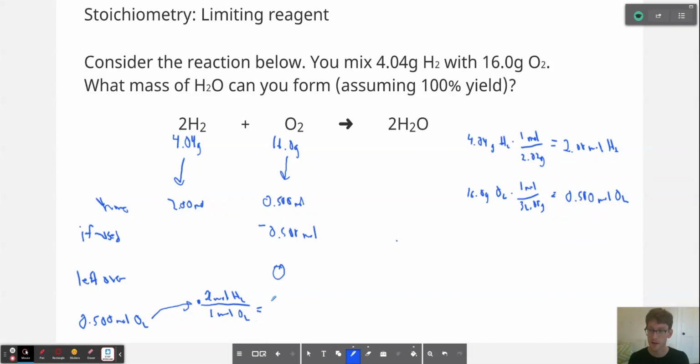And this gives us 1.00 moles of H2 that are required for this to occur. So the used amount is going to be 1.00 moles, which means if we subtract 2 minus 1 gives us 1.00 moles of hydrogen that are left over. And the fact that this is a positive value indicates that my assumption, starting with the O2 as the limiting reagent, was correct.